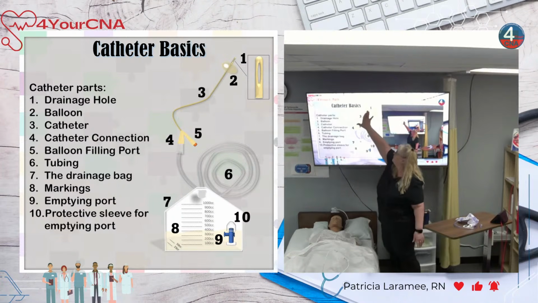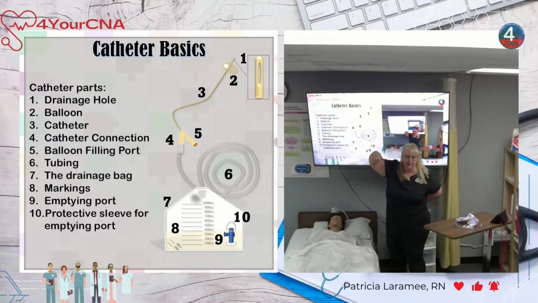So far, we've talked about the catheter. Now we're going to talk about the bag. So at the top of the catheter, we have a tip with holes. This is what allows the urine to go down inside the catheter, okay? Tip with holes.